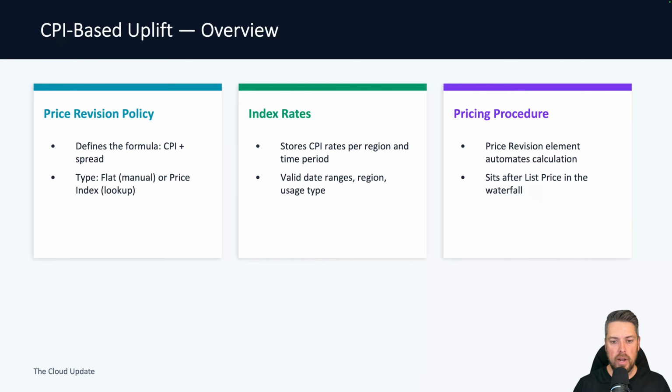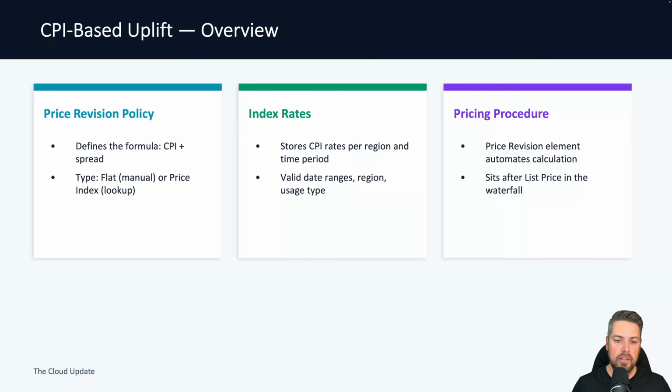We do need to create index rates as well. Those are created per region and time period. So you can have index rates that are valid for a specific amount of time and then move on to the next period, right? So add an end date, create a new index rate, and the current index rate that is valid at the moment of renewal is the one that will get used.